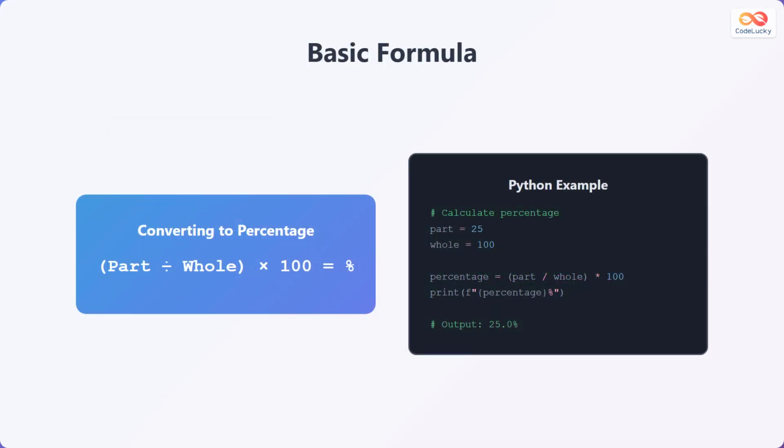Here's the basic formula for converting a value to a percentage. You divide the part by the whole, and then multiply by 100. This gives you the percentage.